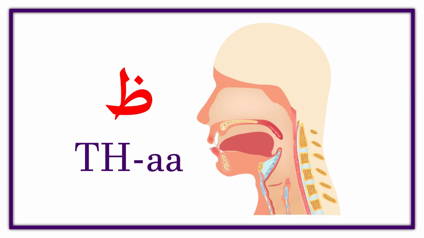Dhaa. The sound of dhaa is very close to the sound of tha. However, when you say the sound of tha, you put the tip of the tongue between your teeth. And when you pronounce the sound of dhaa, you put more than the tip of the tongue between your teeth.